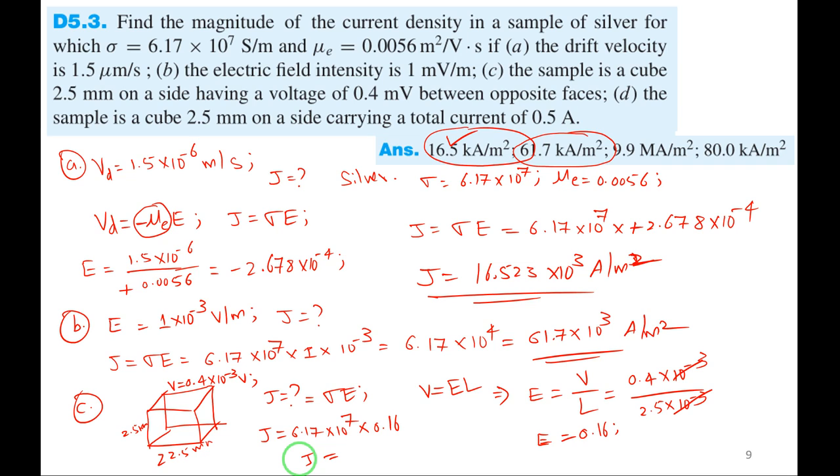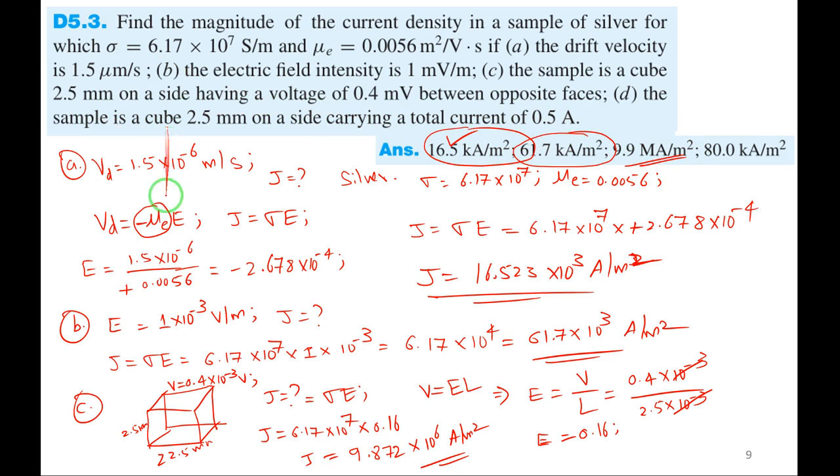So I am getting a very huge value. Let me convert it. 9.872 into 10 power 6 amp per meter square. You can check it. 9.9, mega means 10 power 6, so mega amp per meter square. Then we'll take part D.